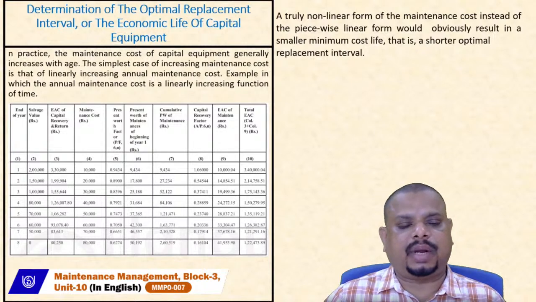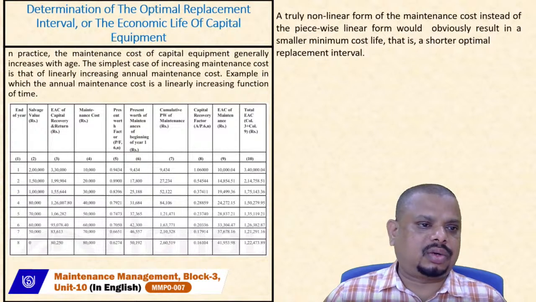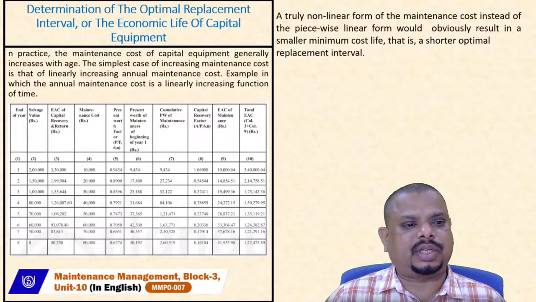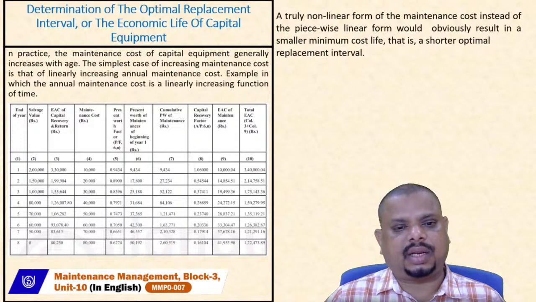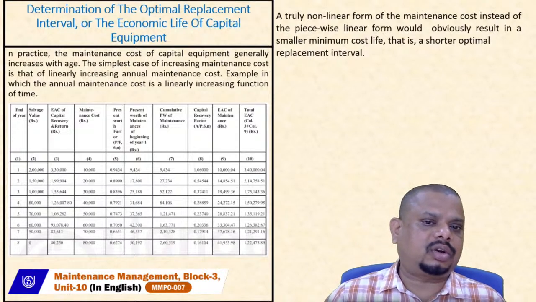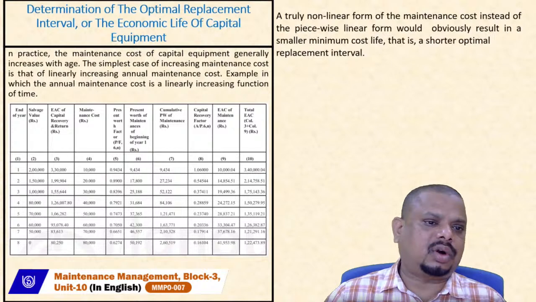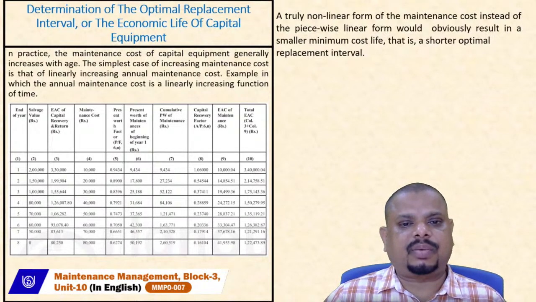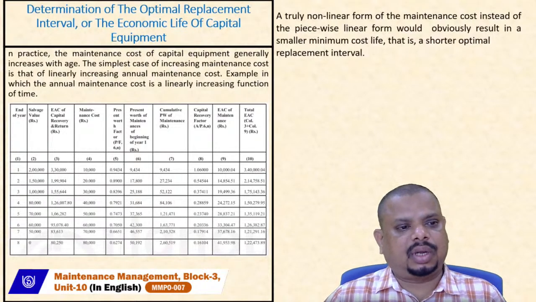In practice, the maintenance cost of capital equipment generally increases with age. As far as the practical use of machines is concerned, when the machine is used beyond the first year, second year, third year, up to 10 years, the equipment cost automatically increases with age. With respect to maintenance, the annual maintenance cost increases linearly. So I have given an example of annual maintenance cost, which is a linearly increasing function of time with the increase of age.